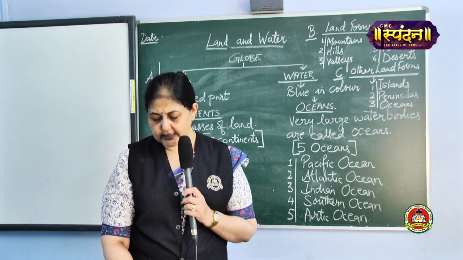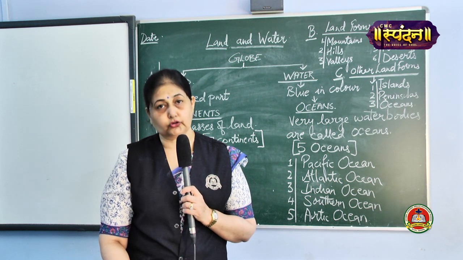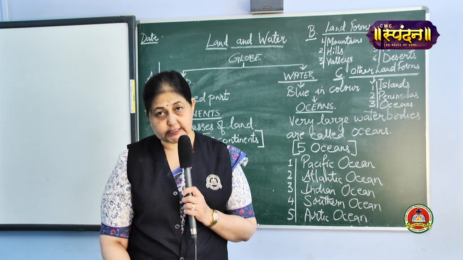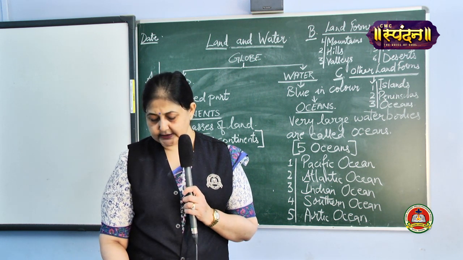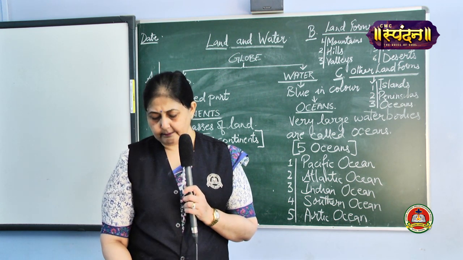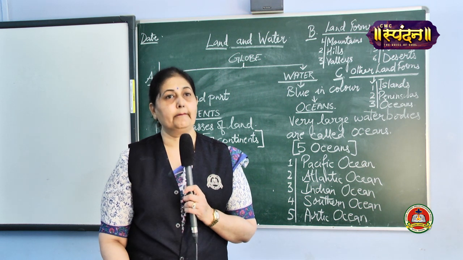A peninsula is a long piece of land that is surrounded by water on three sides. It is different from an island because it is joined at one end to a large area of land. The southern part of India is a peninsula.